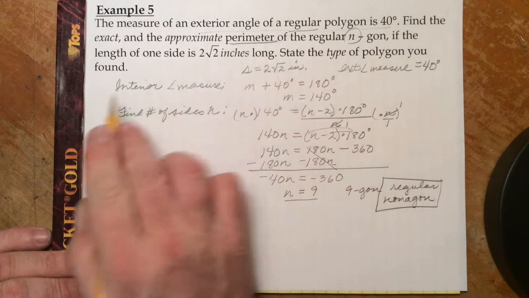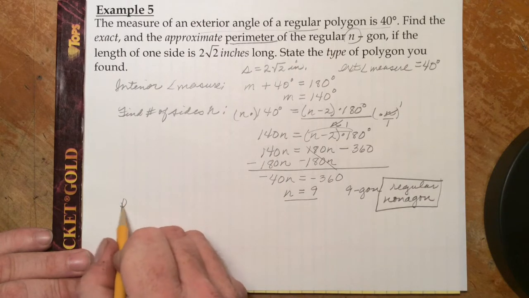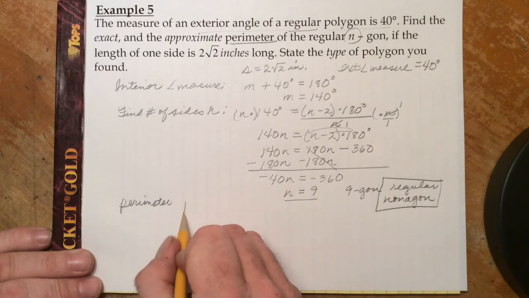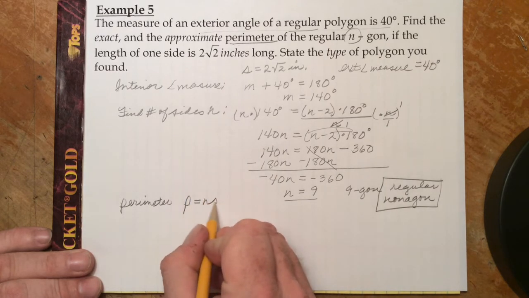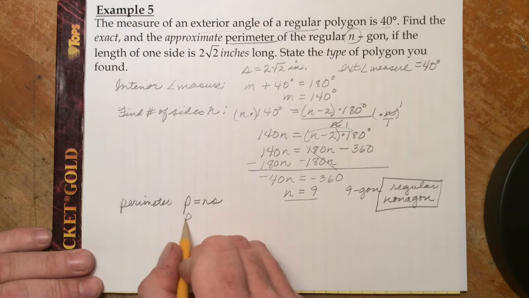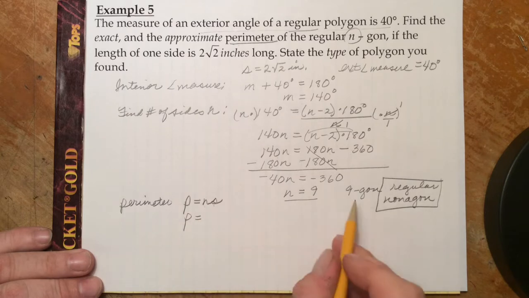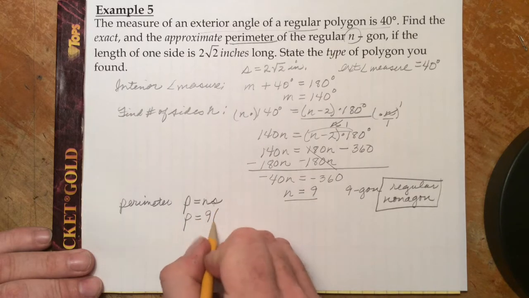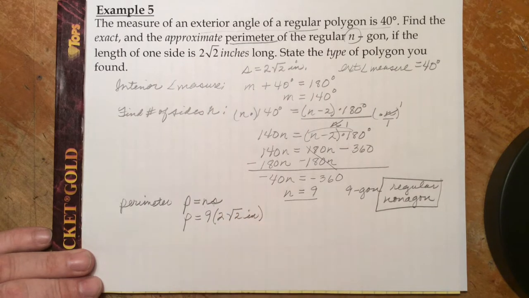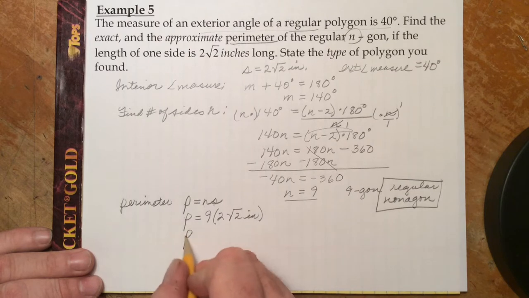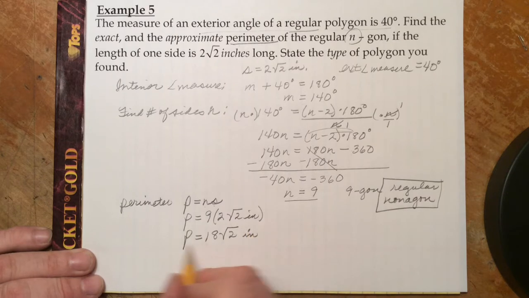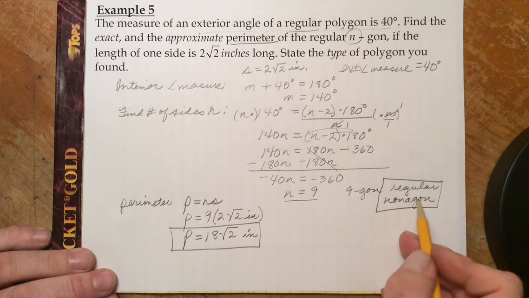We stated the type of polygon we found. Now to find the perimeter, we use the formula that was introduced in this lesson. P for perimeter equals ns. n, the number of sides, times s, the length of a side. So perimeter is the number of sides, 9, times s, which is 2 times the square root of 2 inches long. Multiplying these two together, we get 18 times the square root of 2 inches. That's the exact perimeter all the way around this regular nonagon.